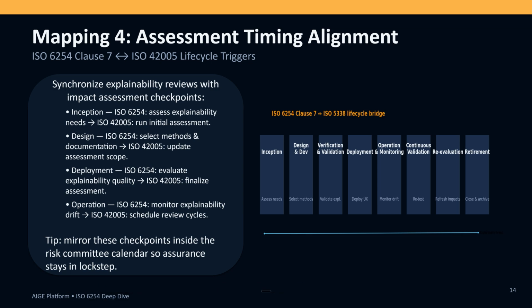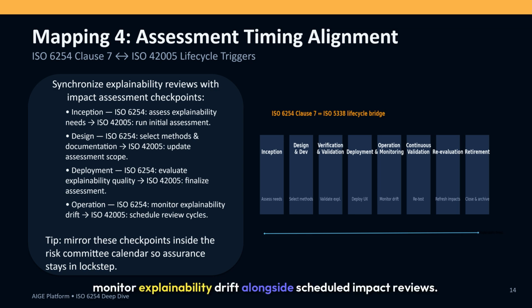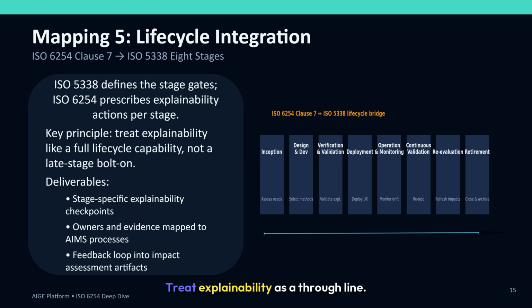And in operation, monitor explainability drift alongside scheduled impact reviews. Treat explainability as a through line. Clause 7 spells out activities for each stage. Don't just try and bolt it on at the end. Align owners, artifacts, and evidence to the lifecycle tasks in ISO 5338.